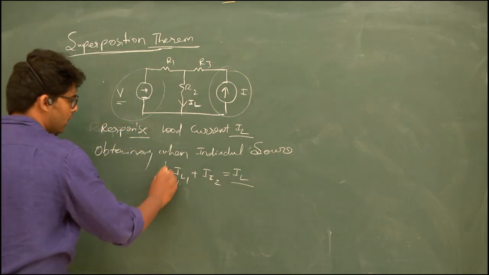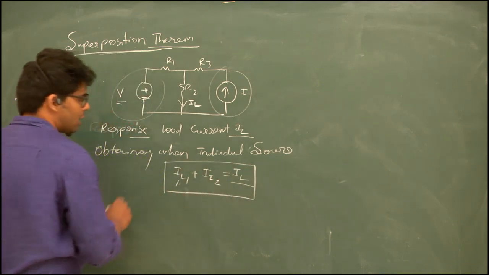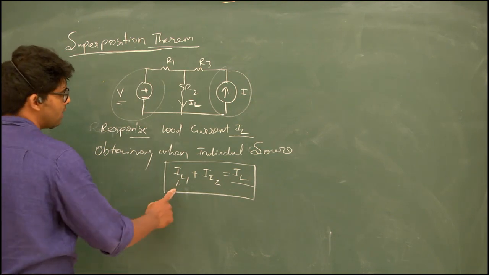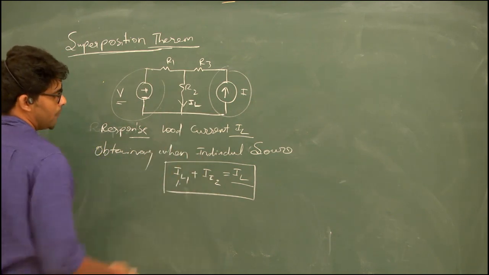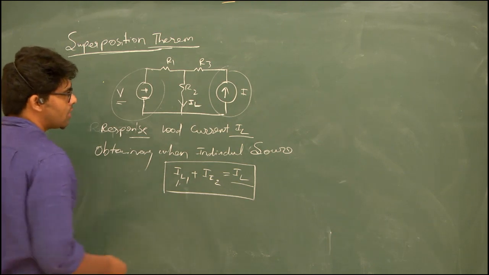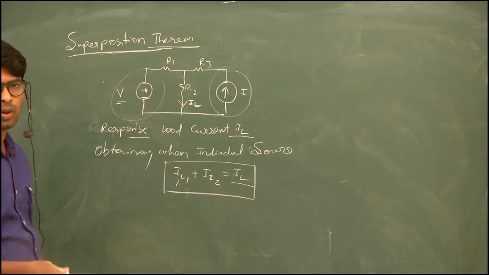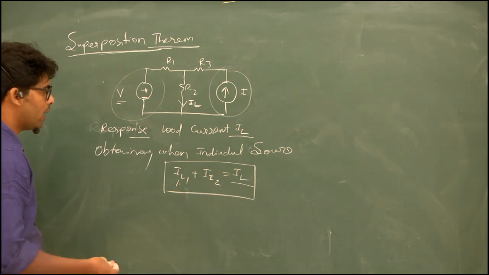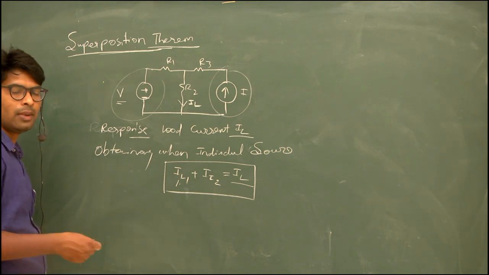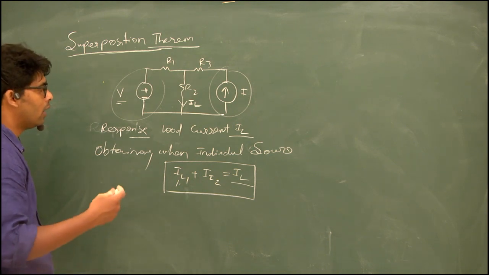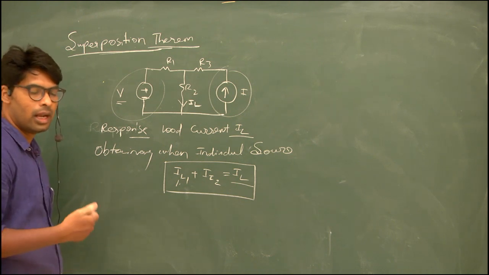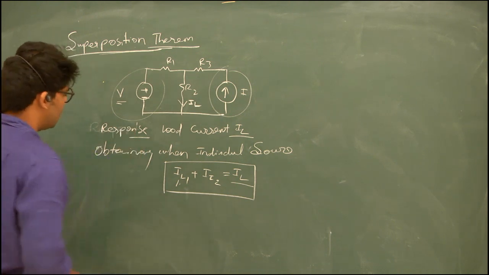The superposition theorem states that the response, the load current or load voltage, is the sum of the responses obtained when each individual source is acting while the other sources are nullified. This is the superposition theorem.